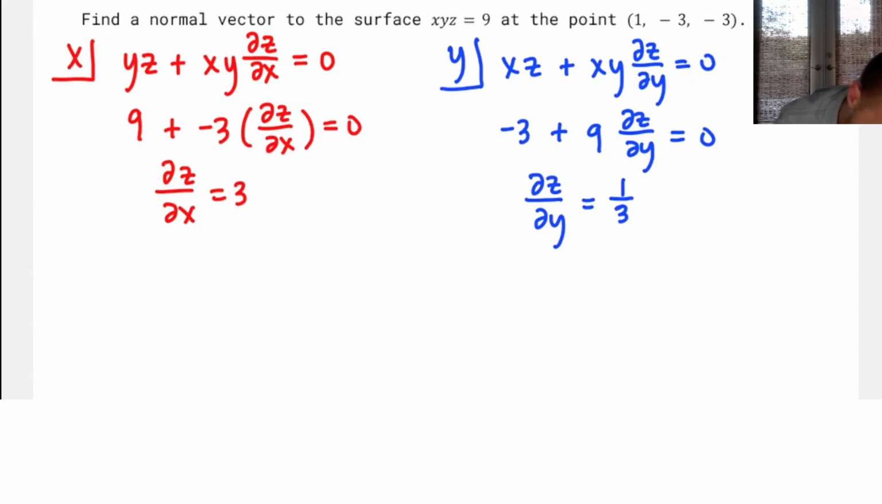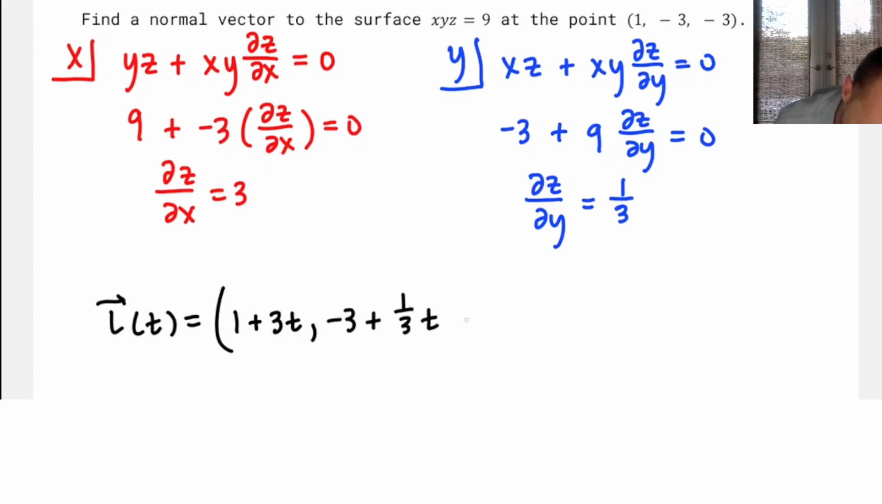Now I've got the ingredients I need. L of t is going to be equal to x0 is 1 plus 3t. y0 is -3 plus 1/3 of t. And then the z-coordinate minus t.